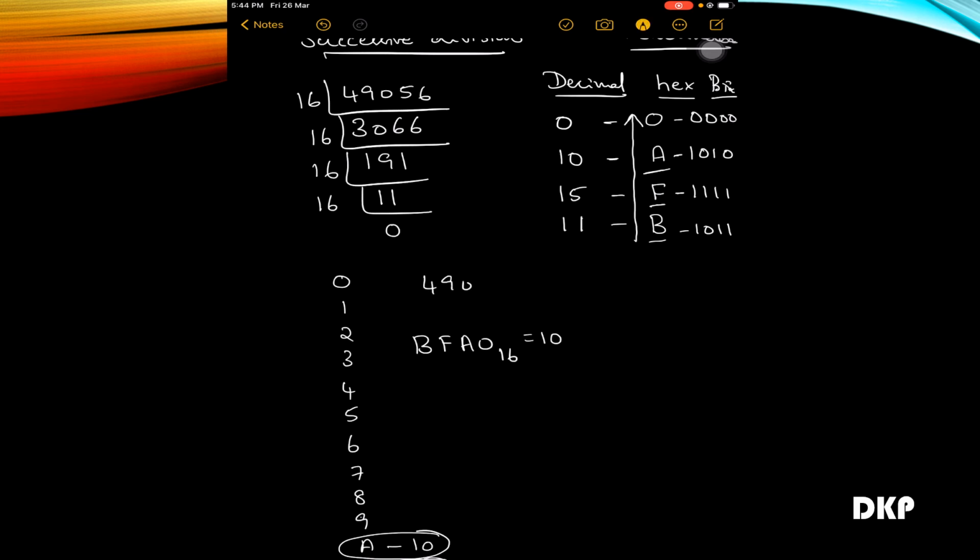That is, 49056 to the base 10 will give you BFA0 to the base 16. BFA0 to the base 16 is equal to: what is the binary for B? It is 1, 0, 1, 1. What is the binary of F? 1, 1, 1, 1. Binary of A is 1, 0, 1, 0. Binary of 0 is 0, 0, 0, 0, to the base 2.